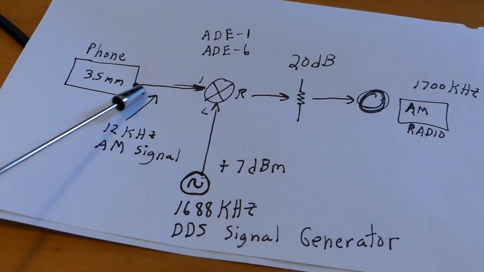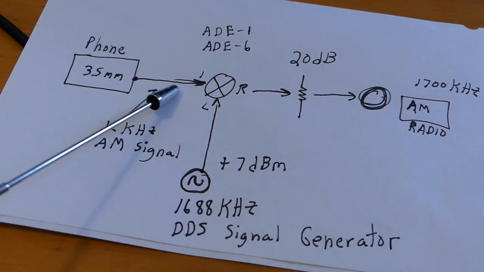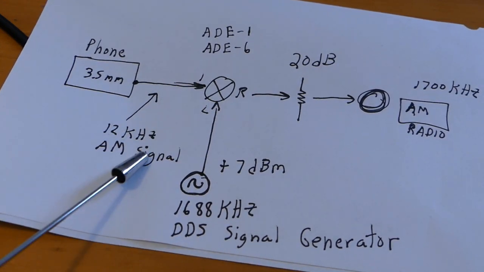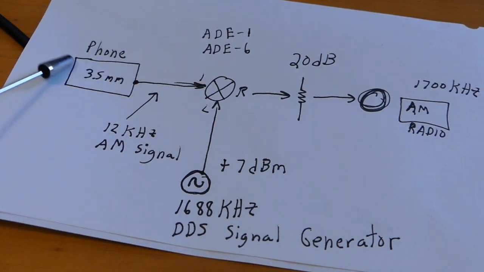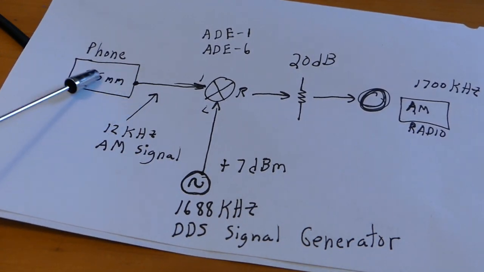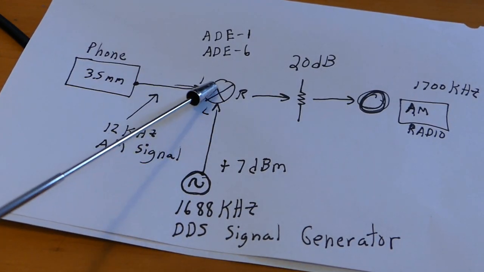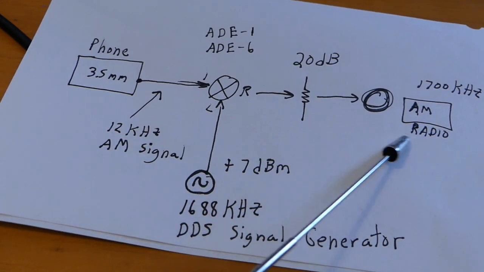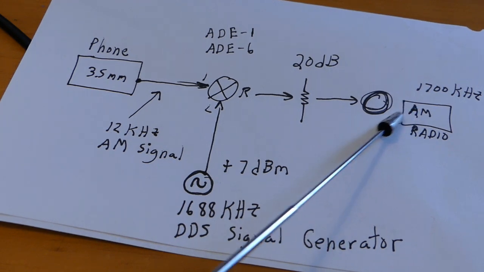To make this 12 kilohertz AM signal, you can use GNU Radio, MATLAB, Python, whatever software you like. So we're making a digital AM signal in the computer, and we're simply using an analog mixer to mix up the 12 kilohertz up to 1700 kilohertz.